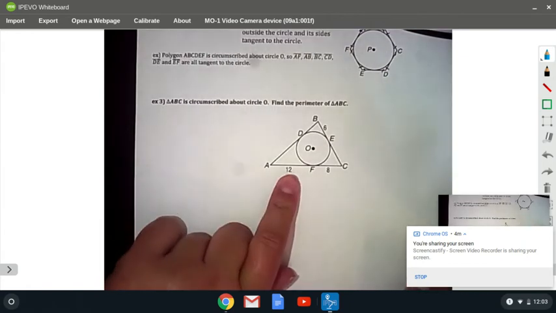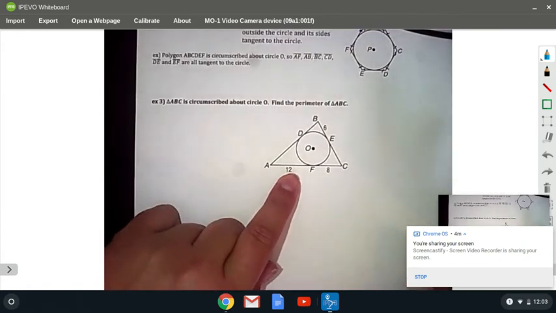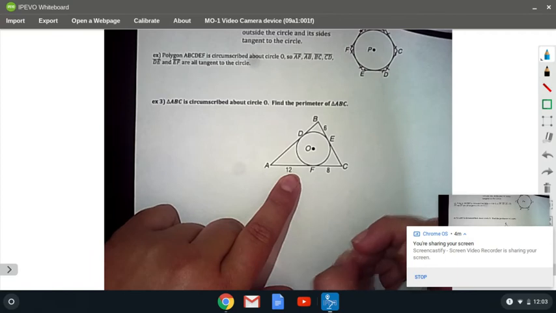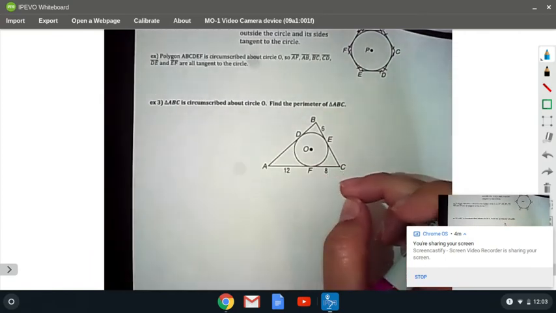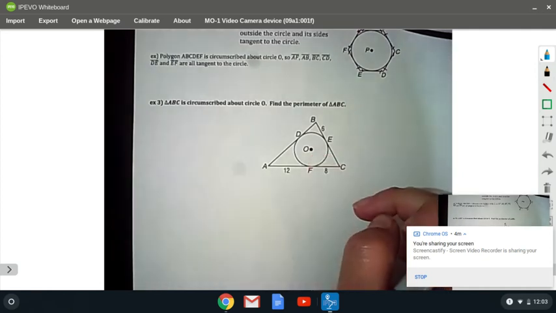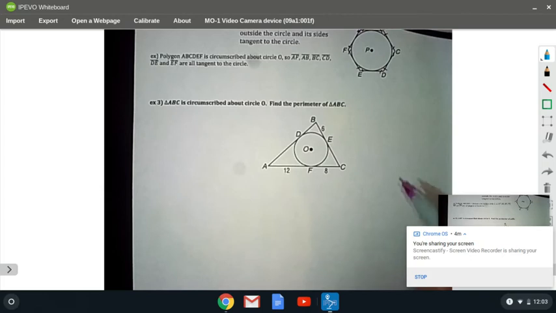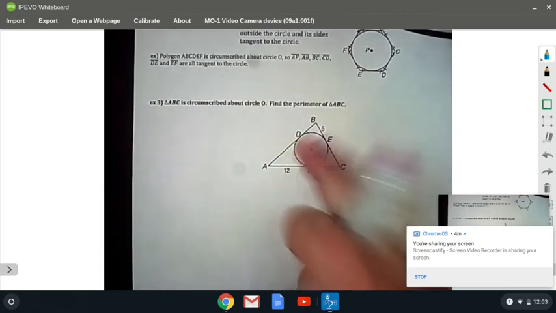So if I'm looking at this picture, ABC is circumscribed. That means it's outside of the circle of circle O. Find the perimeter of ABC. Okay, so we have triangle ABC. It's circumscribed, meaning we have a circle inside it.